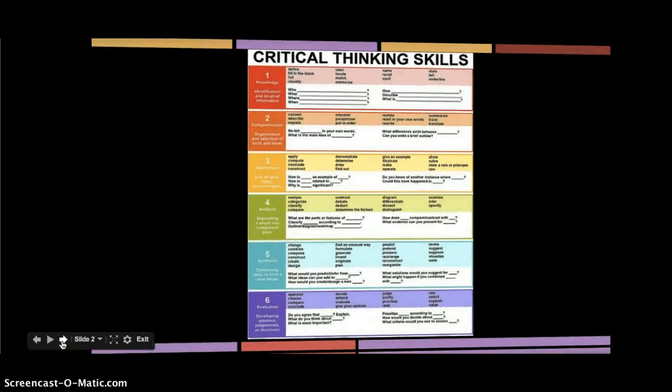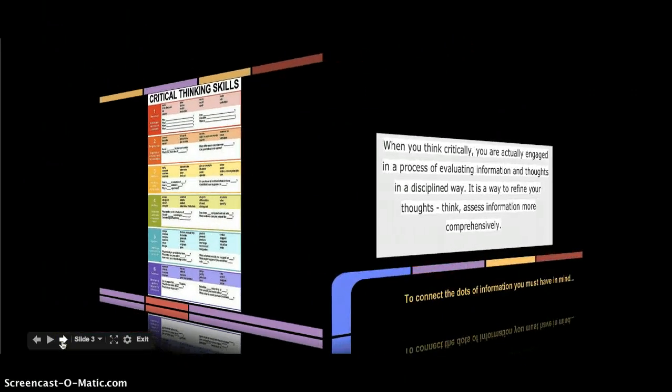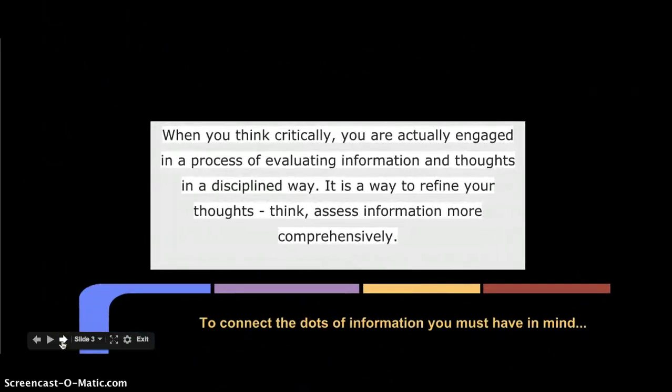Critical thinking skills, really easy, young people, a six-step process. And I'll explain each one of these processes as it applies to reading and comprehension as we progress through the presentation. So, young people, you must connect the dots of information that give you a mindset for what is exactly going on as you read. So, when you think critically, you're able to comprehend very well.